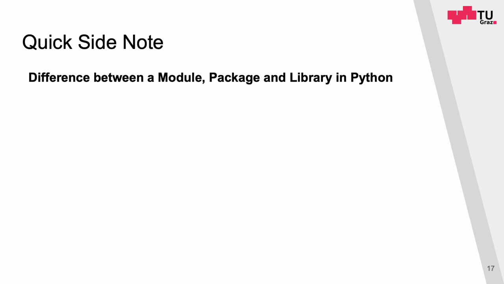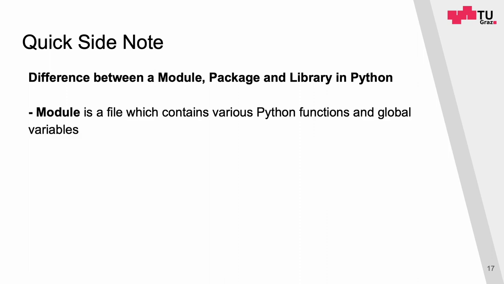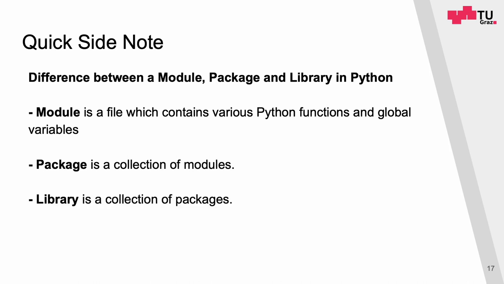And at this point, just a quick side note, if you have asked yourself what the difference is between a module, a package, and a library in Python. So basically a module is just a single file which contains various Python functions and global variables, and that's it. A package is then a collection of modules, so it's a collection of files containing functions and global variables. And a library is then a collection of packages. That's it.